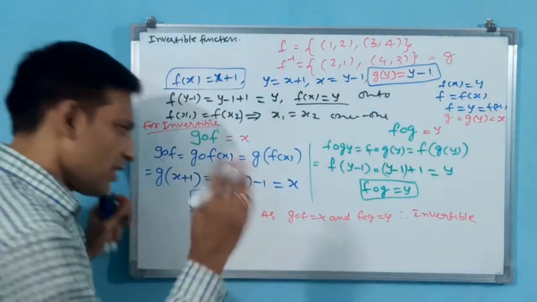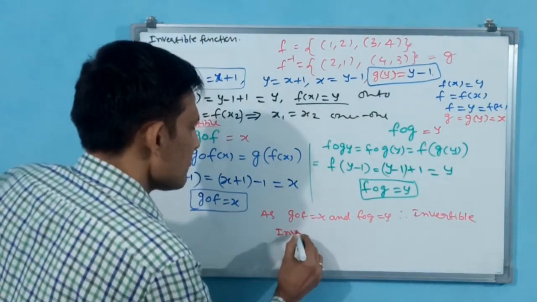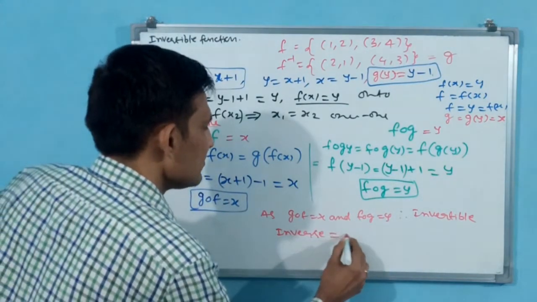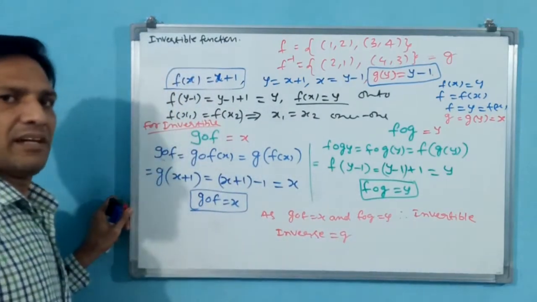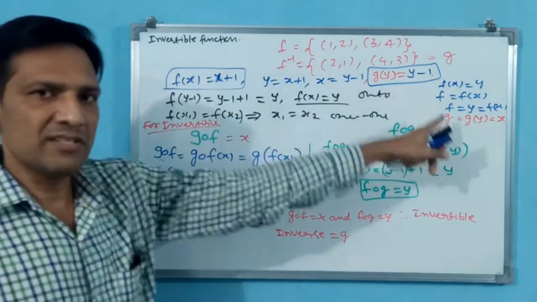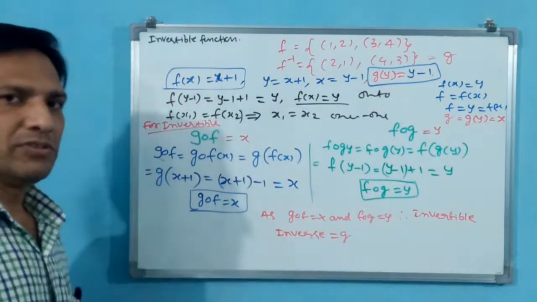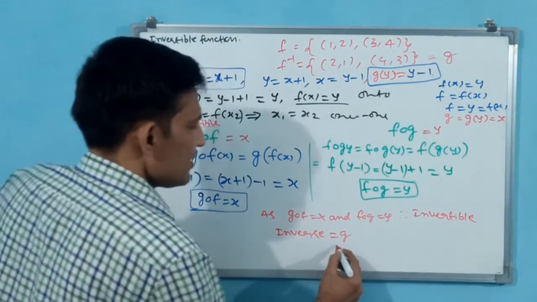Now directly you write the inverse. Inverse is equal to G. That's all. Why? Because F is a function, G is the inverse. Inverse is equal to G. What is G? G is equal to G of Y.